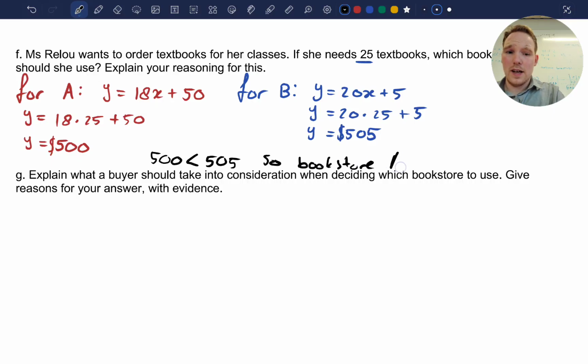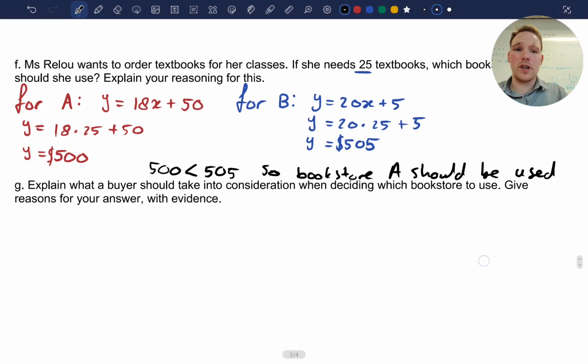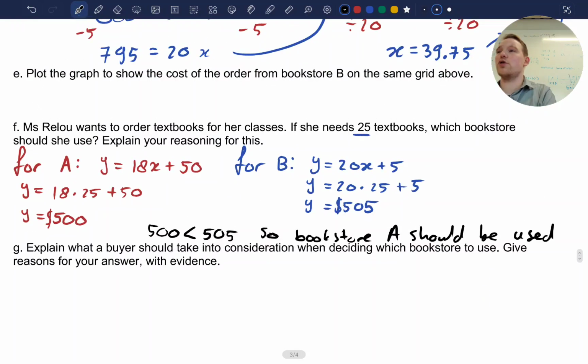Bookstore A should be used, because that was the question, remember. Which bookstore should she use? Always answer the question. She should use bookstore A here.